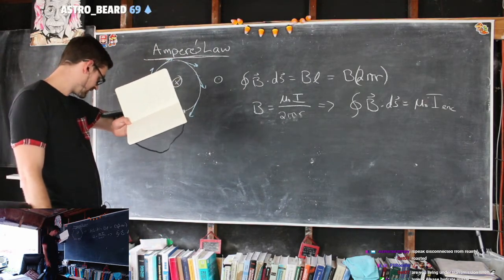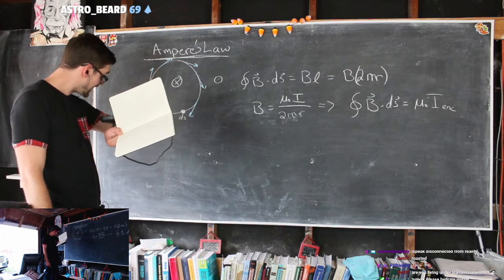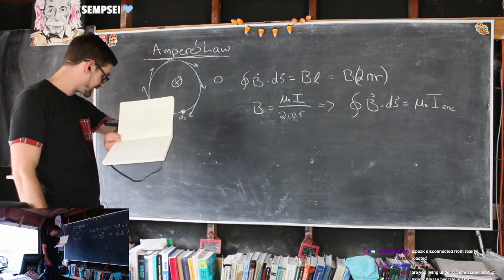Would B vectors cancel each other out if the two wires had current flowing? Yes, exactly. That is exactly true.